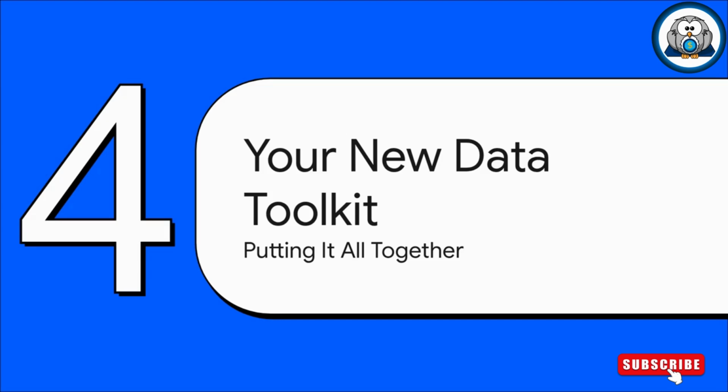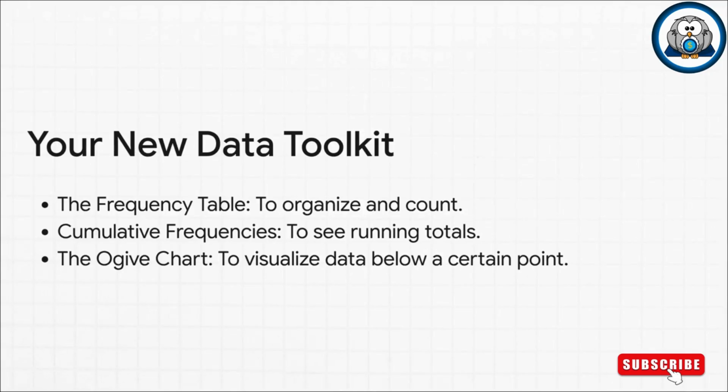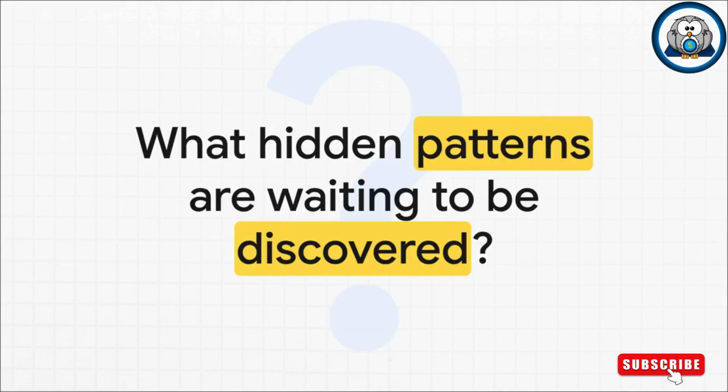Pretty cool, right? So let's do a quick recap of your new toolkit. First, you've got the frequency table. That's your organizer. It creates order out of chaos. Then you've got cumulative frequencies to see those running totals and how everything adds up. And finally, the Ogive chart, your visualizer, to see the whole story in a single picture. You know, every single data set has a story to tell, but you need the right tools to actually read it. And now, you have them.